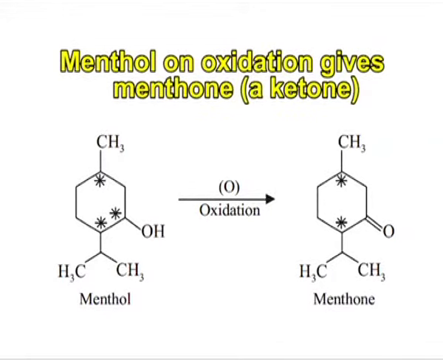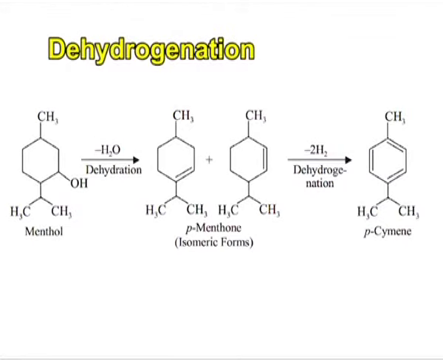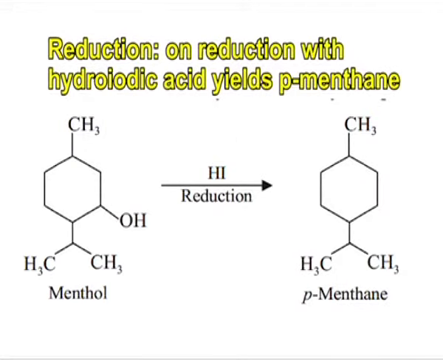Menthol on oxidation gives menthone, a ketonic derivative. Therefore, the resulting menthone must exist in 4 optically active isomers and 2 racemic forms, and all these have actually been prepared. On dehydrogenation, menthol first yields 2 isomeric forms of paramenthene, which on subsequent dehydrogenation give rise to paracymene. Reduction: on reduction with hydroiodic acid, it yields paramenthane.